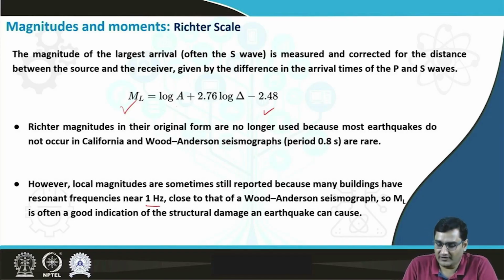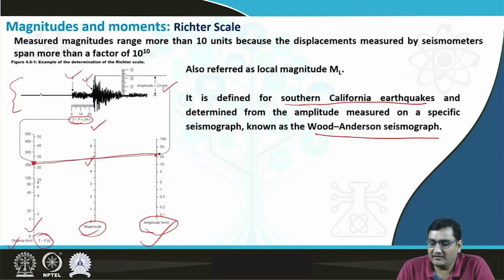So ML is often a good indication of the structural damage an earthquake can cause. So the takeaway is that the Richter magnitude scale in its original form is no longer being used, because the original Richter magnitude scale was derived for Southern Californian earthquakes, and earthquakes can happen anywhere around the world. So this magnitude scale is no longer being used.